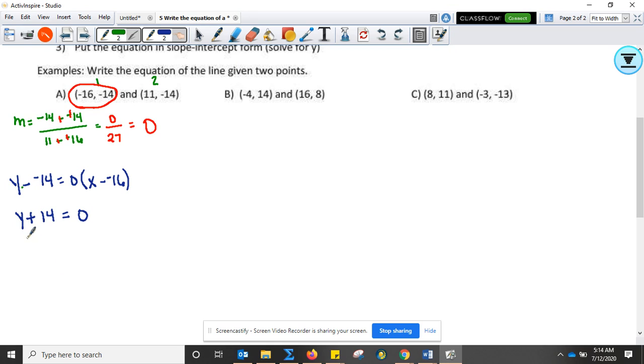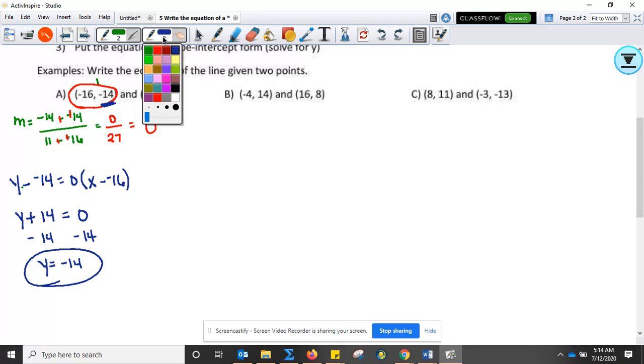Okay, so I'm going to solve for y. So I'm going to subtract 14. And I have y equals negative 14. And that's my equation of the line. And if you look right here, notice both of them have y's that are negative 14. All right, so now for B. Probably won't be that easy.